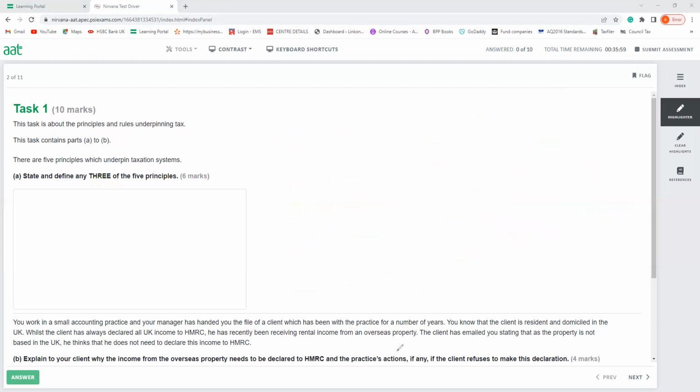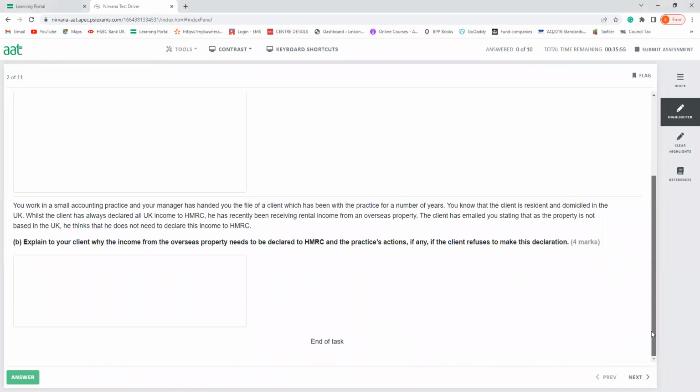The next one we have here says, you work in a small accounting practice and your manager has handed you the file of a client which has been with the practice for a number of years. You know that the client is resident and domiciled in the UK. Virtually, the client has always declared all UK income to HMRC. He has recently been receiving rental income from overseas property. The client has emailed you stating that as the property is not based in the UK, he thinks that he does not need to declare this income to HMRC.